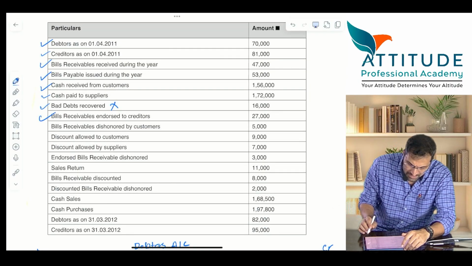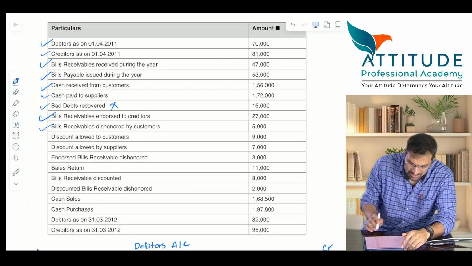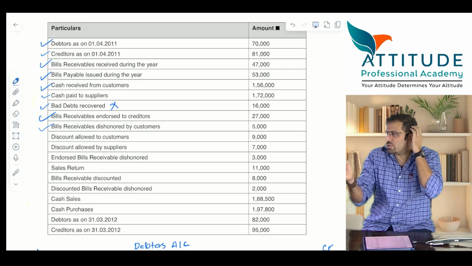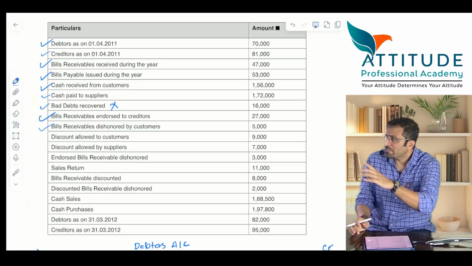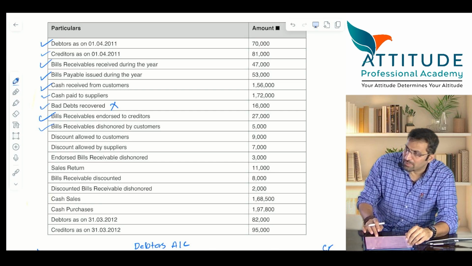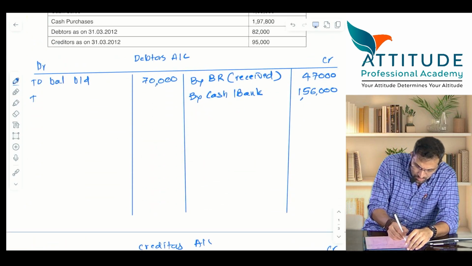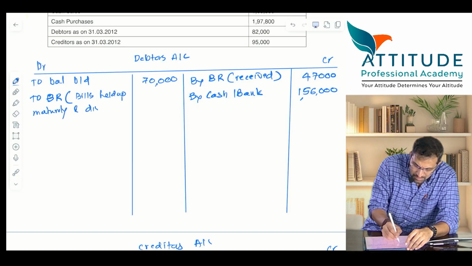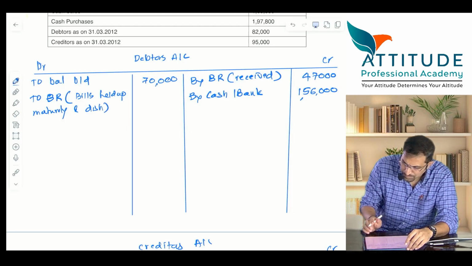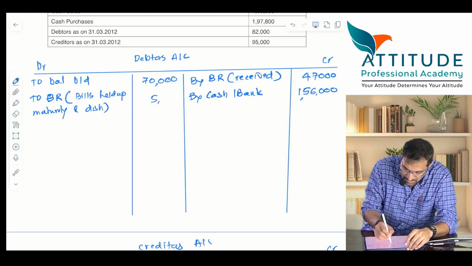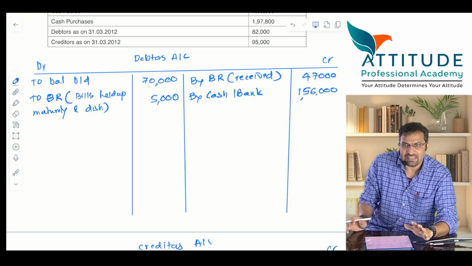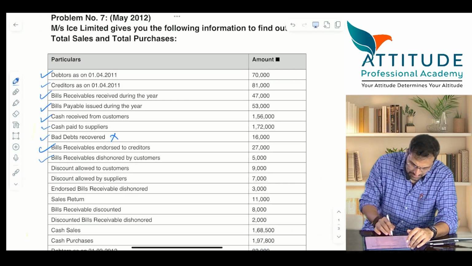Next, bills receivable dishonored by customers means we assume that bills are held up to maturity and dishonored. Entry: debtors account debit to bills receivable. So here it is debtors account debit to bills receivable, that is bills held up to maturity and dishonored. Is that clear? How much amount? 5,000. I hope it is clear, guys. Yesterday we have done this. Next, so this item is done.